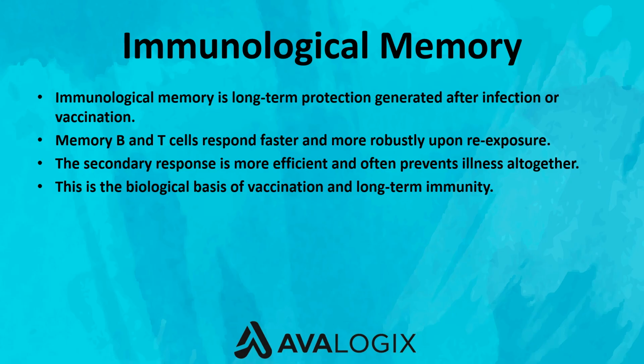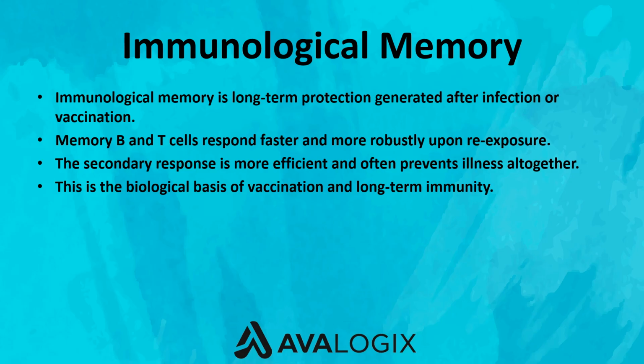It takes about a week for your adaptive immune system to mount a full response, activating the right B and T cells, expanding them, and producing enough antibodies and killer T cells to control the infection. That's called the primary response. Now fast forward a few months. The same virus shows up again.